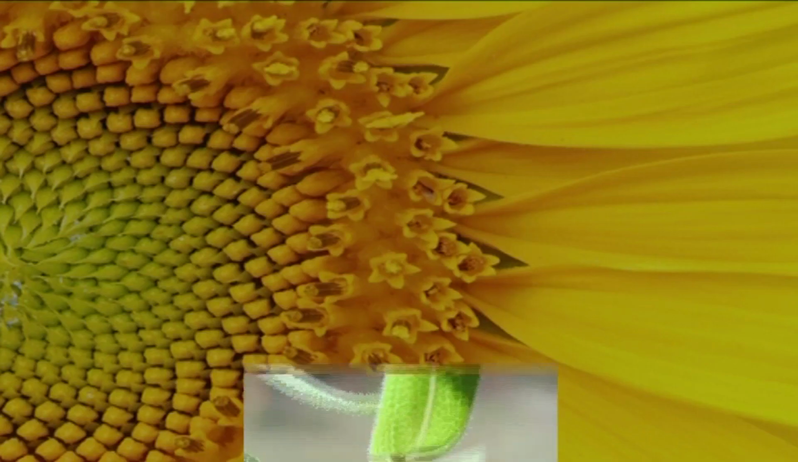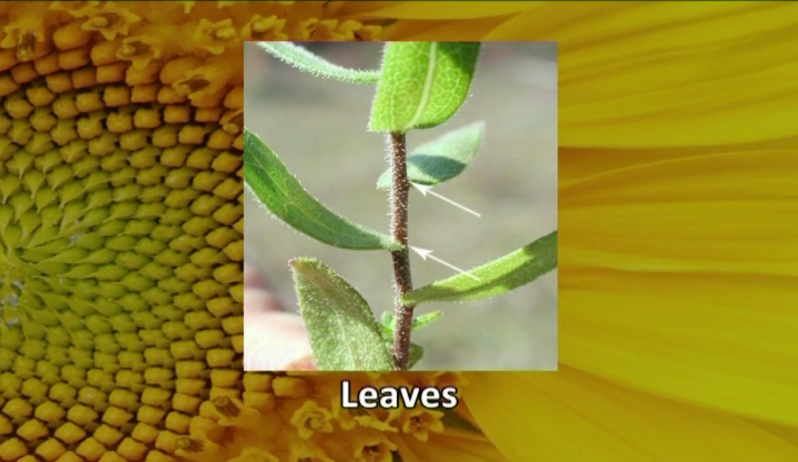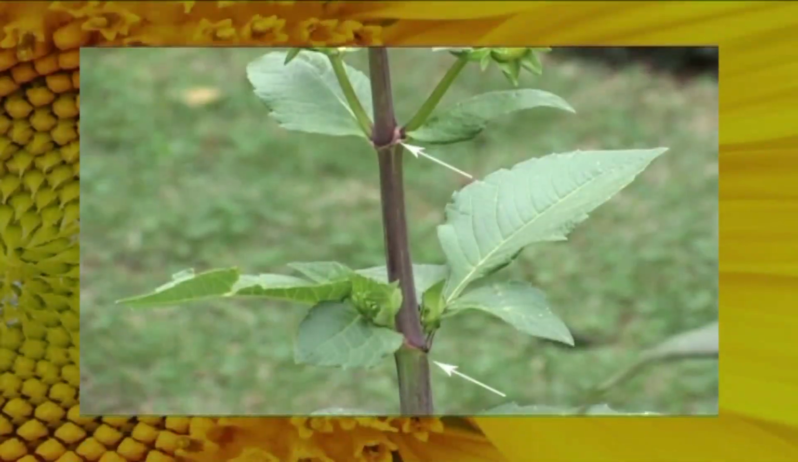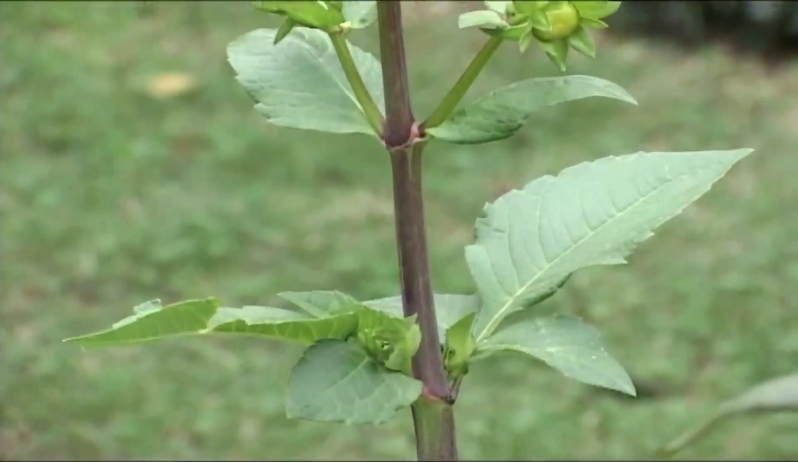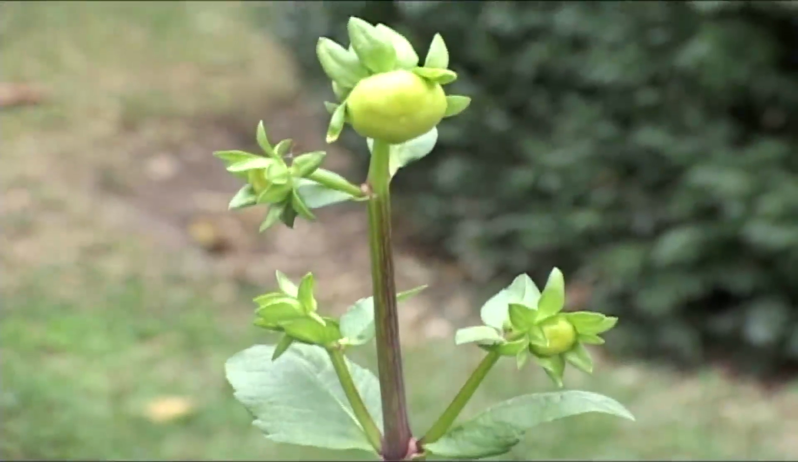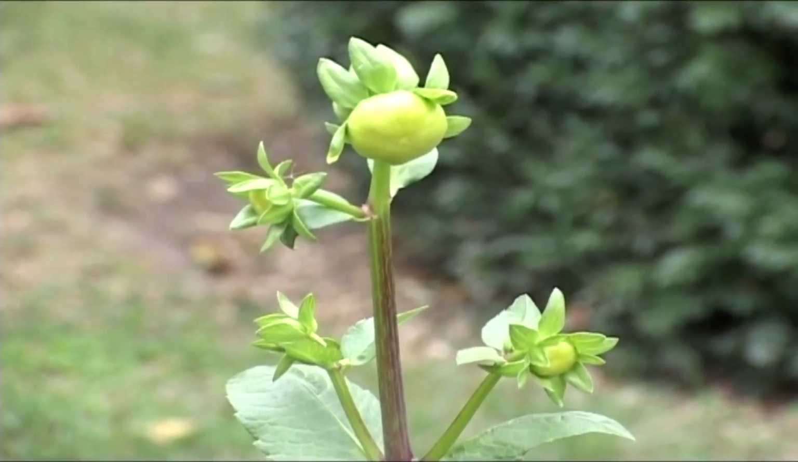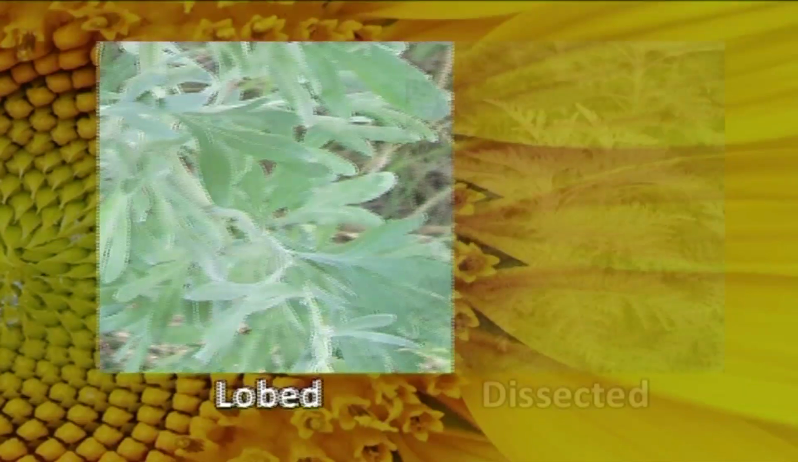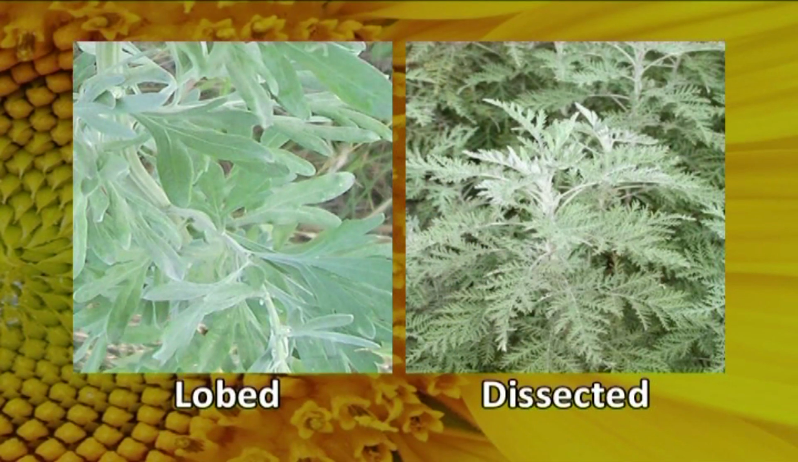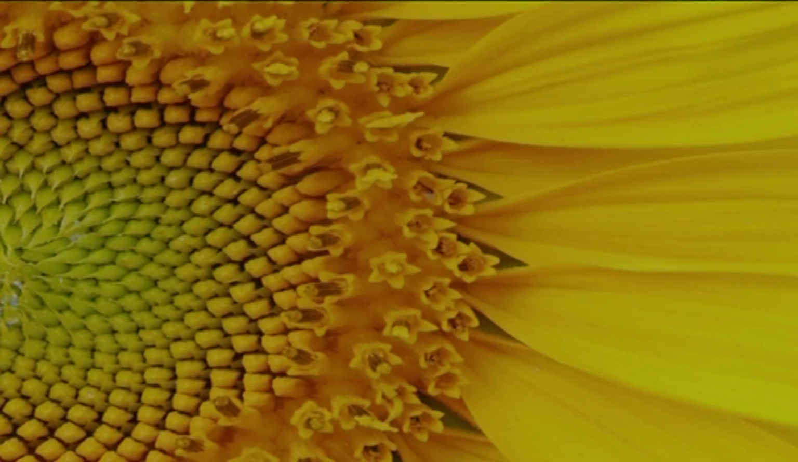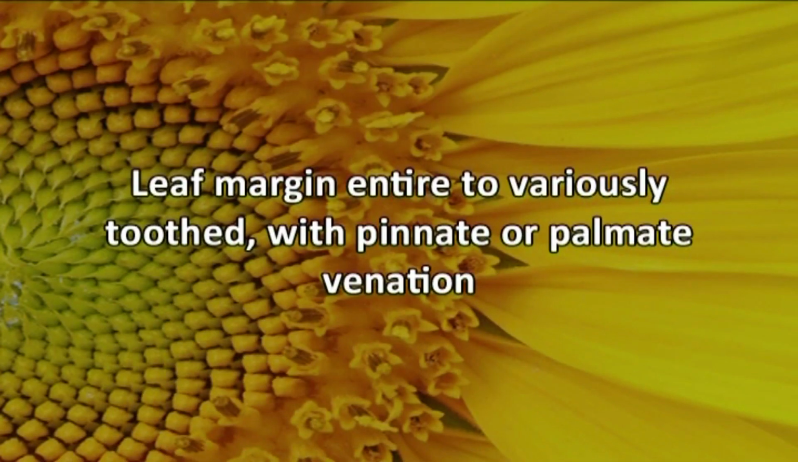Now the important character, that is the leaves. The leaves are usually alternate and spiral. Rarely they can be opposite. An example here is dahlia. Mostly the leaves are exstipulate, that means without stipules. The leaves are usually simple, but they can be sometimes deeply lobed or dissected, as we see in the case of Artemisia. The leaf margin is entire or it can be toothed, and the venation in the case of leaves here is either pinnate or palmate.